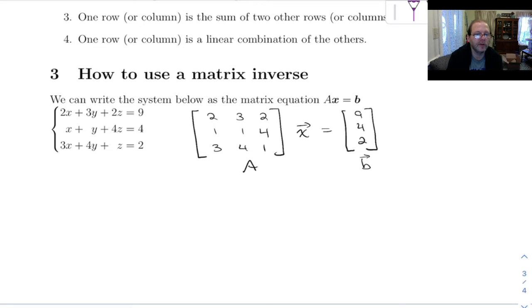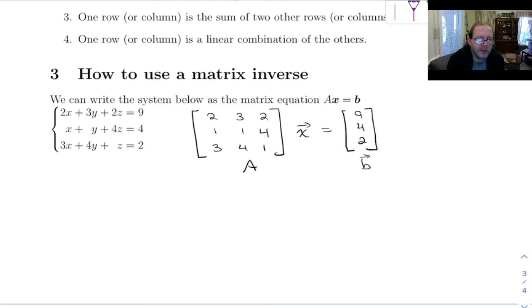I'm putting arrows over the x and the b because they're vectors. The x here, you could think of as the matrix containing x, y, z like that. I realized I called that a matrix and I called it a vector. A vector is just a matrix. It has a single column or a single row.